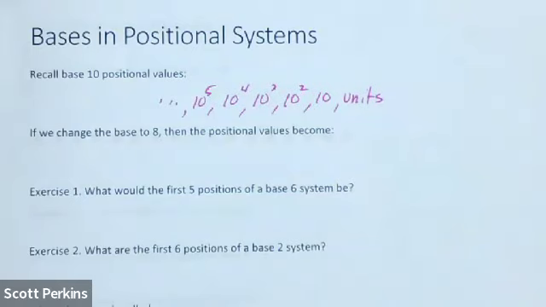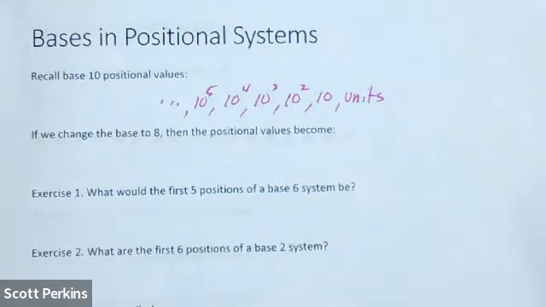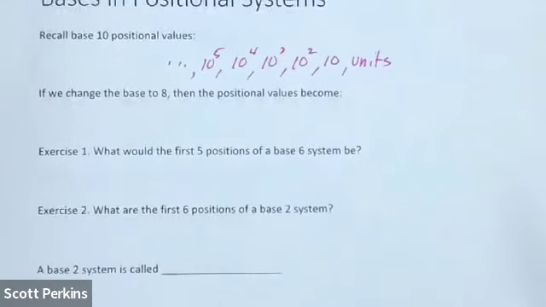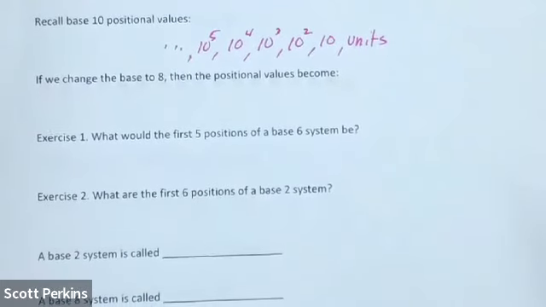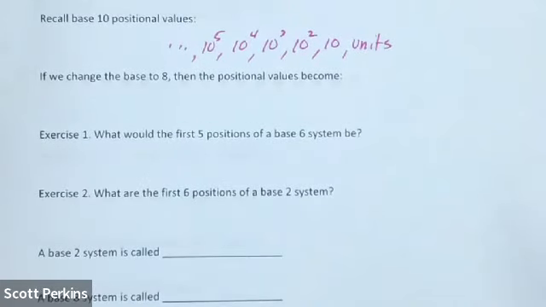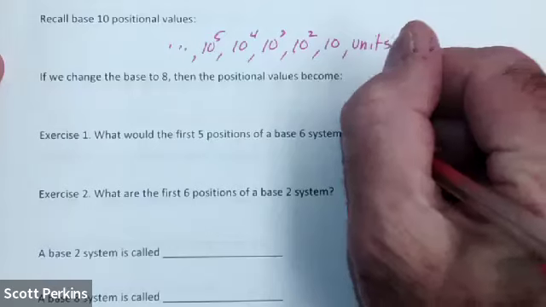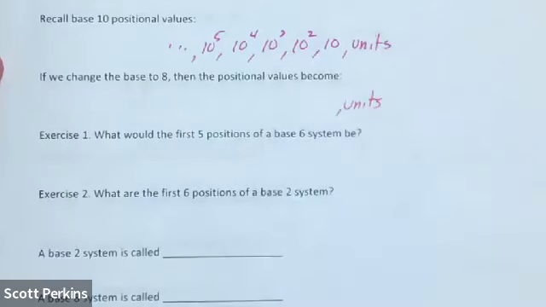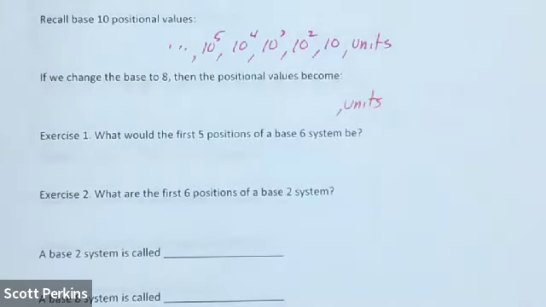Now we're going to apply this in a novel way. Let's say that we were born and grew up on a planet where we all had eight fingers instead of 10 fingers. So now let's say our number system was base eight instead of base 10. What would the places be for base eight? I'm going to start you off. The first one would be our units, just like before. But then if it was base eight, what would the next place be?